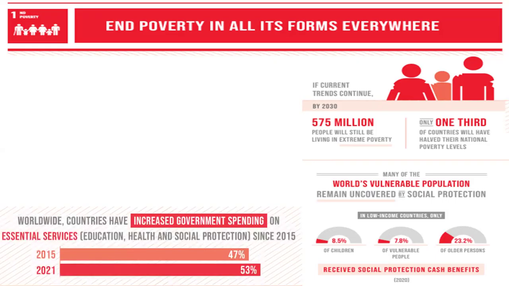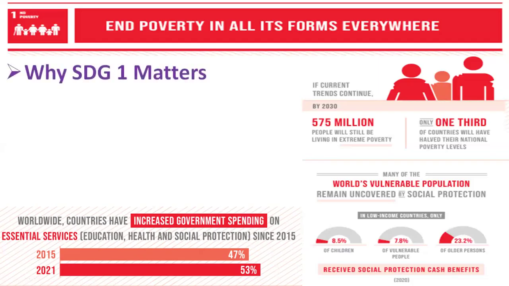Worldwide, countries have increased government spending on essential services like education, health, and social protection. It was 47% in 2015, and in 2021, it was 53%.